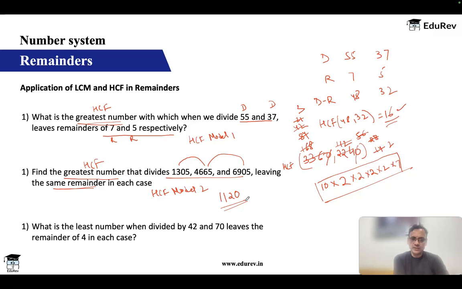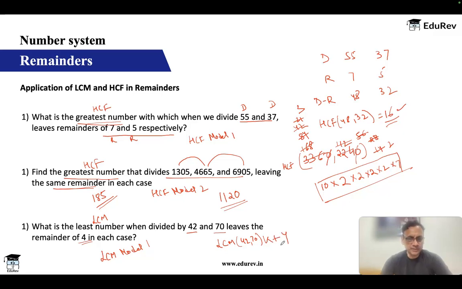And with 1120, when you divide 1305, you get 185 as the remainder. It should be the same in every case. So 185 is going to be your remainder. So this is HCF model 2. And the third one: what is the least number? Least number, that means we are talking of LCM. When divided by 42 and 70, leaves remainder of 4 in each case. Remainder is the same, so this is your LCM model 1. In LCM model 1, the answer is LCM of 42 and 70, k plus 4.